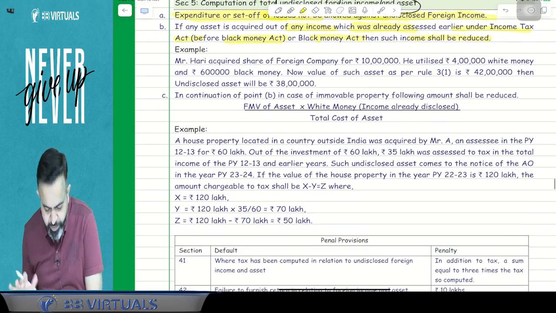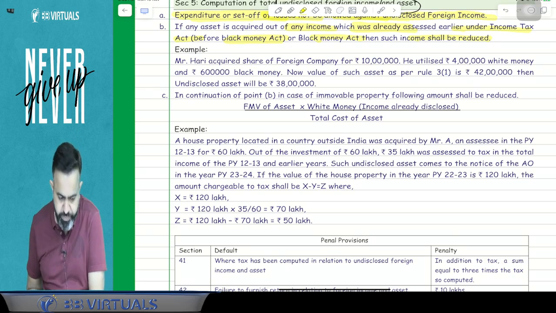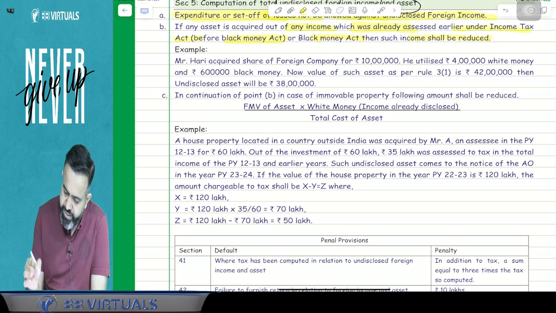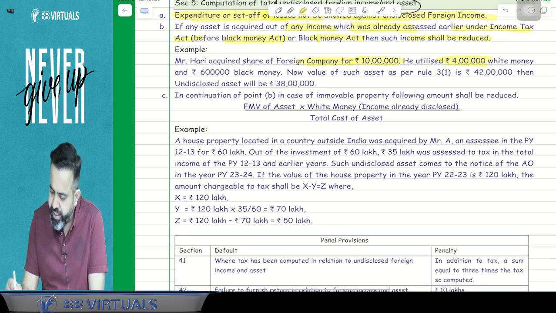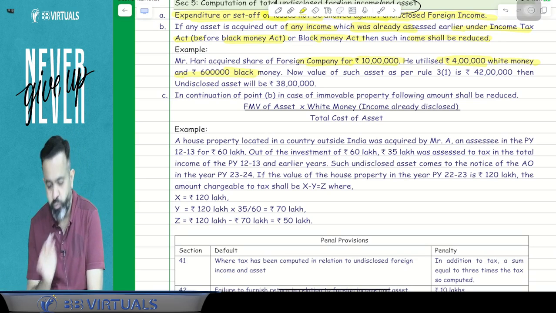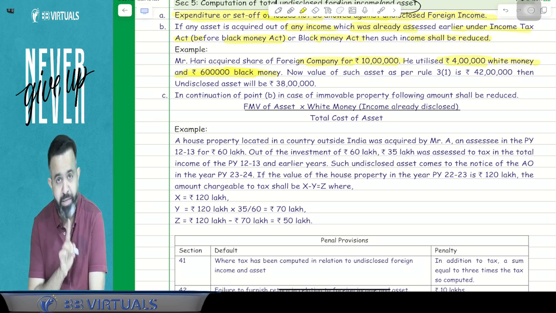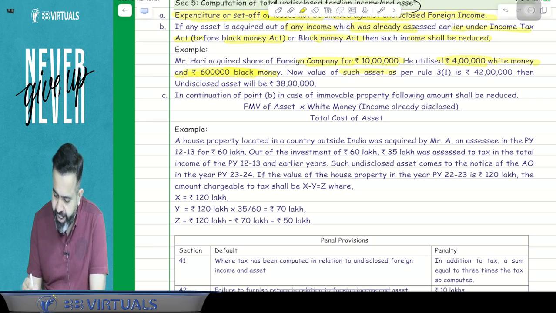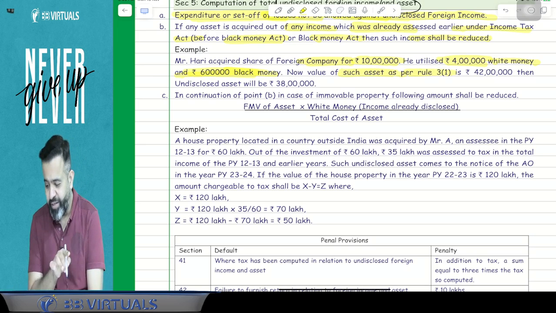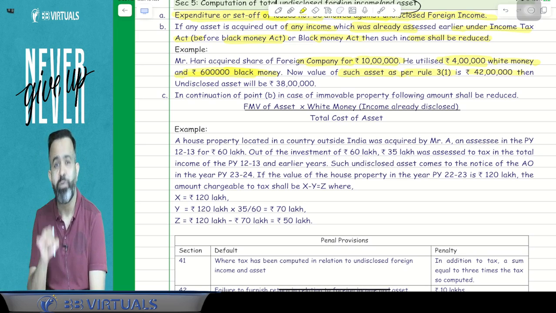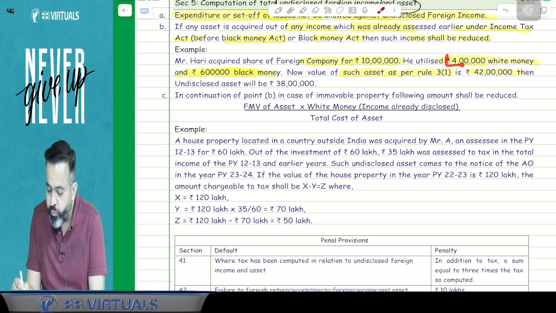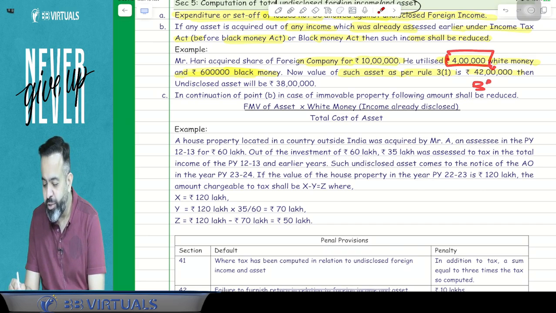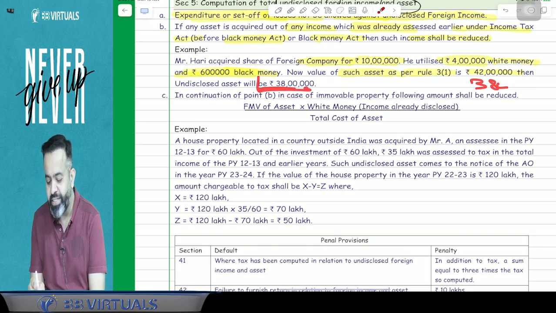So here one example is given, pay attention. Mr. Hari acquired shares of a foreign company for rupees 10 lakh. He utilized 4 lakh white money and 6 lakh black money. Now the value of such asset as per rule 3.1 is, suppose, 42 lakh. Today the value is 42 lakh. So can I say that in this 42 lakh you have utilized the 4 lakh white money? So today's value should be 38 lakh. Means the undisclosed asset will be 38 lakh.